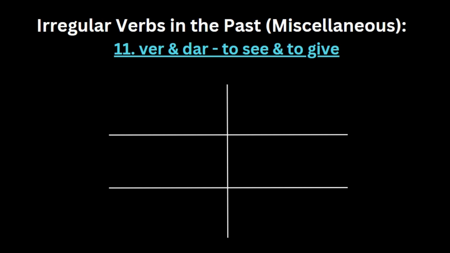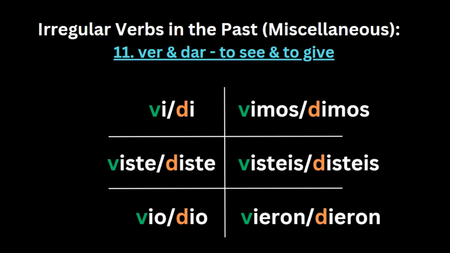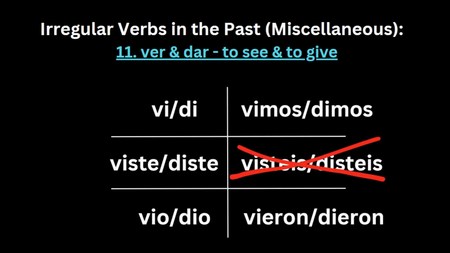At last, in the miscellaneous category, there are the verbs ver and dar, and the easiest way to remember them in the past simple tense is that they literally share the same ending for all pronouns, aside from the first letter of every conjugation. Yo vi, I saw. Yo di, I gave. Tú viste, you saw. Tú diste, you gave, and so on. I recommend focusing on all pronouns except vosotros because they're useful in conversation. Try some examples on your own.